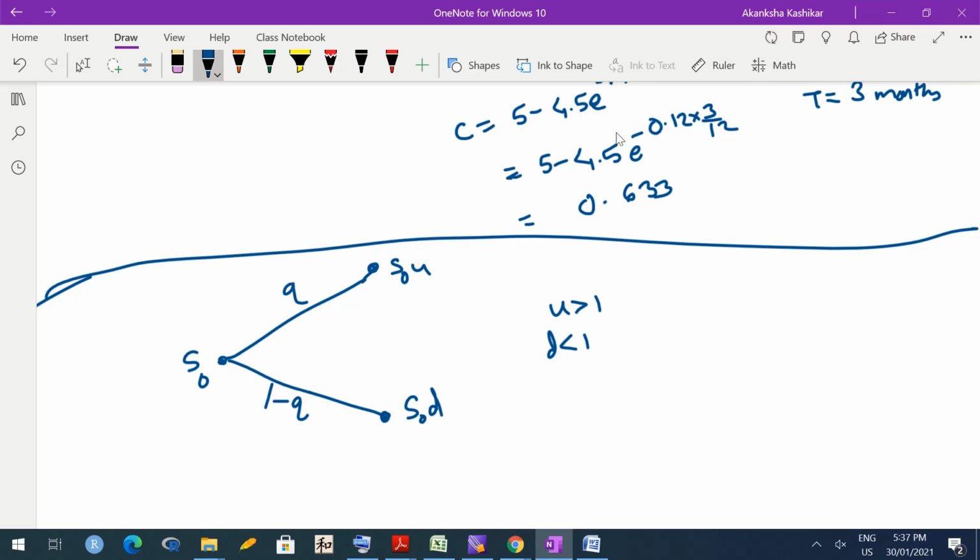You might have noticed Q didn't come into picture here. So this Q is known as real world probability of going up, probability of stock price or share price going up.